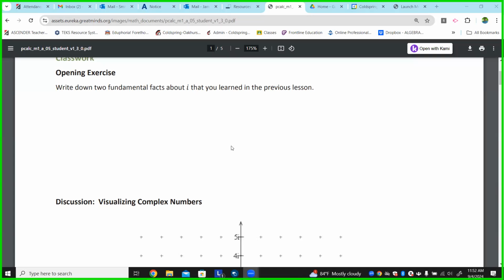So what are a couple of things you learned about i in the last couple of days? It's an imaginary number. That's great. What's another thing? Yes. It equals the square root of -1. Those are two great cases. What you got, Jacob?